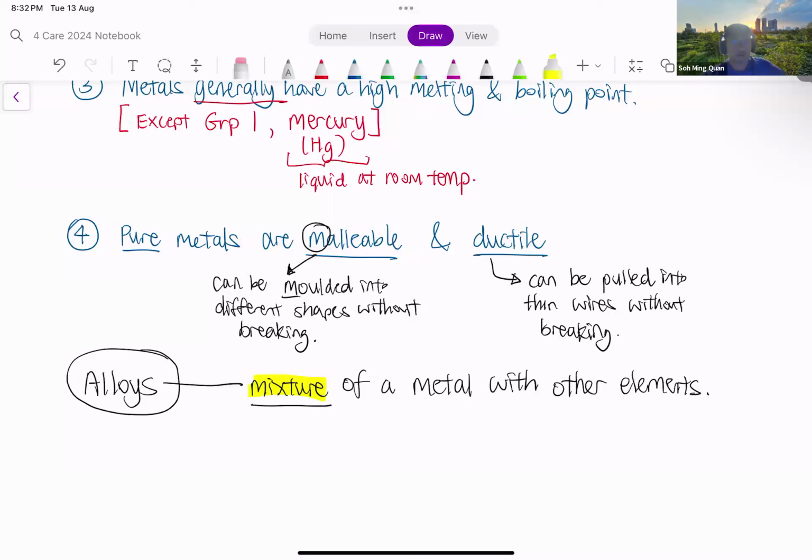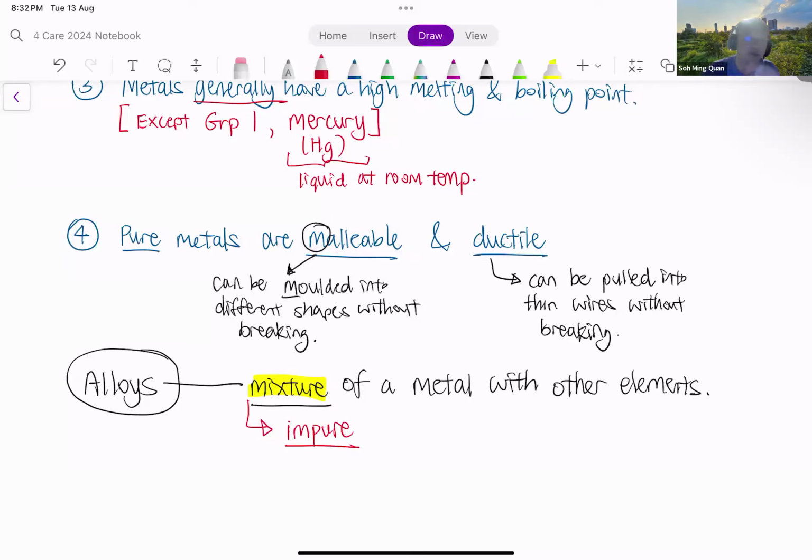So this brings back the previous topics called elements, compounds, and mixtures. So metals that are pure are elements, metallic elements. But alloys are not elements. Alloys are mixtures. What does that mean? It means that they are impure. Mixtures are by definition impure. And how do you actually prove that they are impure?